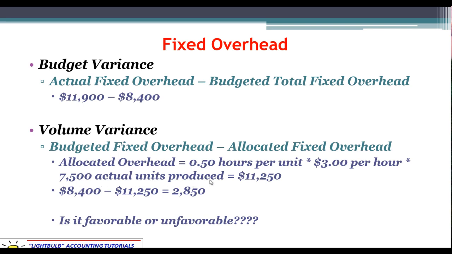What we end up with is $11,250 of allocated fixed overhead. We budgeted for $8,400, but we actually allocated $11,250. This is a $2,850 variance, but the question is, is it favorable or unfavorable? There's nothing inside of the brackets per se to look at to define that.